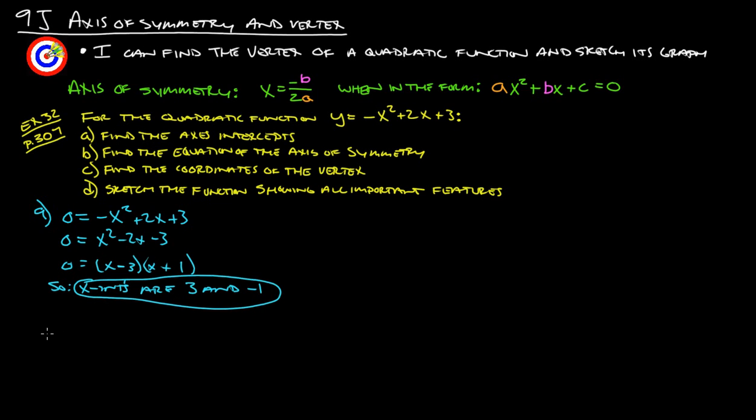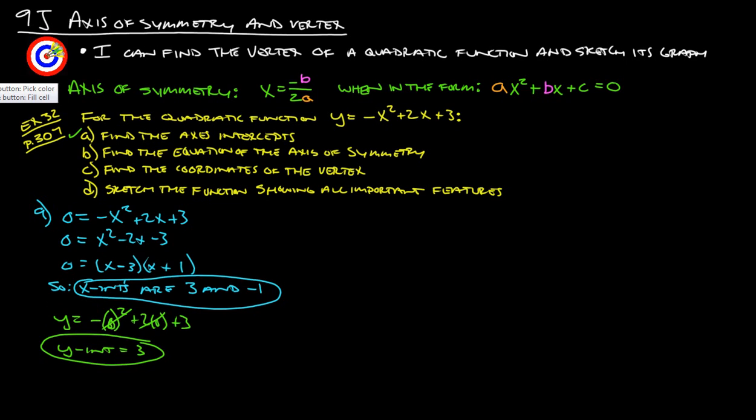Let's also look for the y-intercept. Our y-intercept is when we plug 0 in for the x's, right? So y equals negative 0 squared plus 2 times 0 plus 3. These both turn into 0, so our y-intercept is at 3. Okay, so we found both the axes intercepts, the x's and the y.